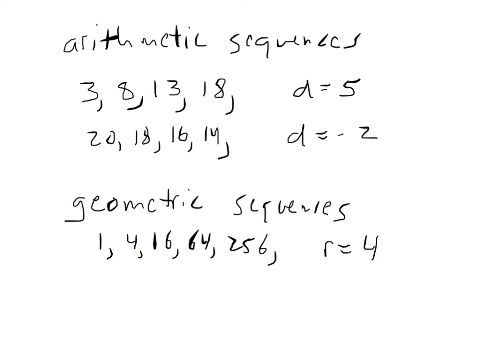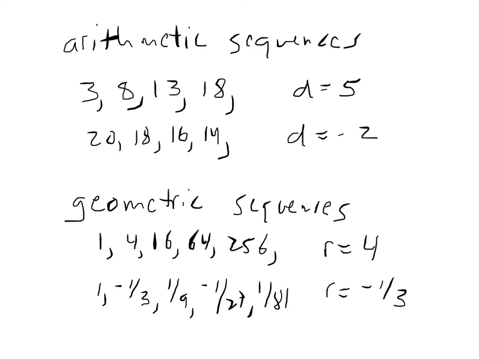4 over 1 is 4. I could also have a number be a negative number and maybe not even be a number less than -1. For example, I could give you 1, -1/3, 1/9, -1/27, 1/81. And in that case, my r is going to be -1/3. How do I get from one term to the next term? I multiply by -1/3. Note, with my r in a geometric sequence being negative, I'm going to alternate positive, negative, positive, negative, positive, etc., etc.